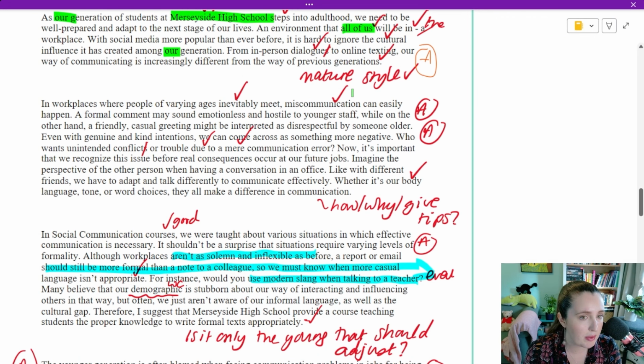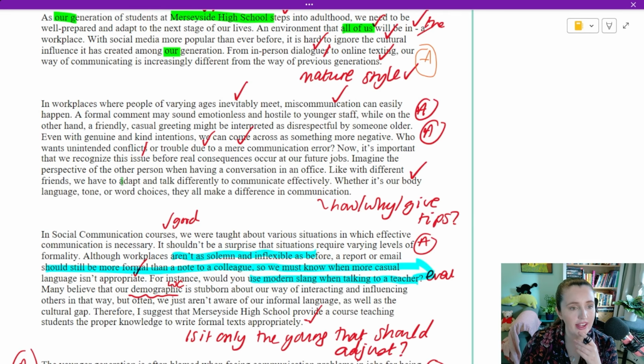In workplaces where people of varying ages inevitably meet, miscommunication can easily happen. Point from text A. A formal comment may sound emotionless and hostile to younger staff, while on the other hand, a friendly, casual greeting might be interpreted as disrespectful by someone older. Still ideas from text A. Even with genuine and kind intentions, we can come across as something more negative. Who wants unintended conflict or trouble due to mere communication error?